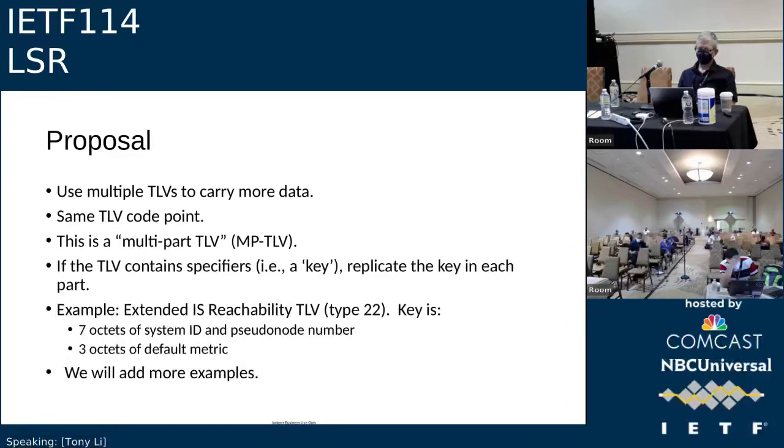For example, type 22 TLVs, you've got 7 octets of system ID and pseudonode number, and there's a metric, and do you replicate that or not? That's to be discussed. So you need to figure out what the key is, and we need to agree on what that key is so all implementations concur, but we are trying not to be normative about discussing the key. The problem with being normative about that is that then we become a catalog of every TLV, and we don't want to do that.